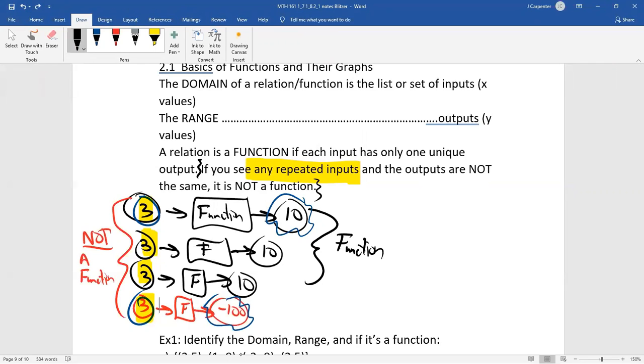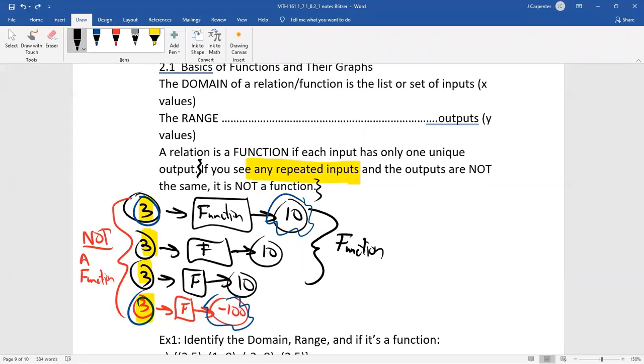So when you're trying to tell if something's a function, don't even look at any of this at first, just look for repeated inputs and you go, oh, definitely repeated inputs. Once you see the repeated inputs, that's when you start eyeballing the answers. 3 led to 10, okay. 3 led to 10, okay. 3 led to 10, okay. 3 led to negative 100, nope, not a function.